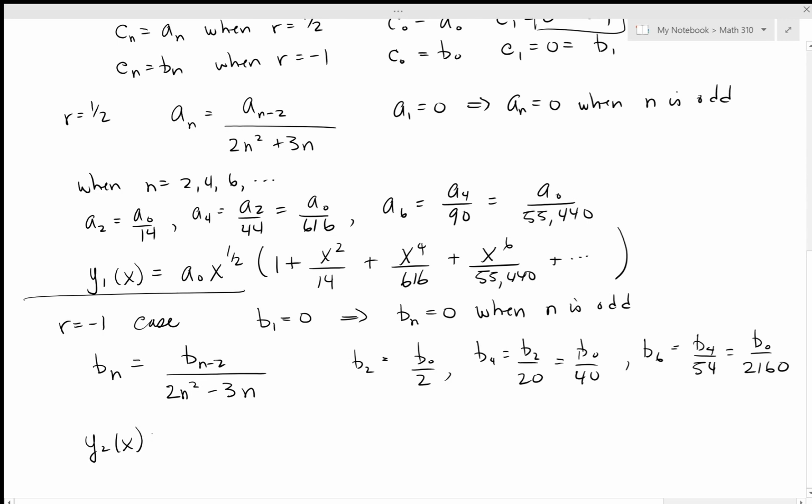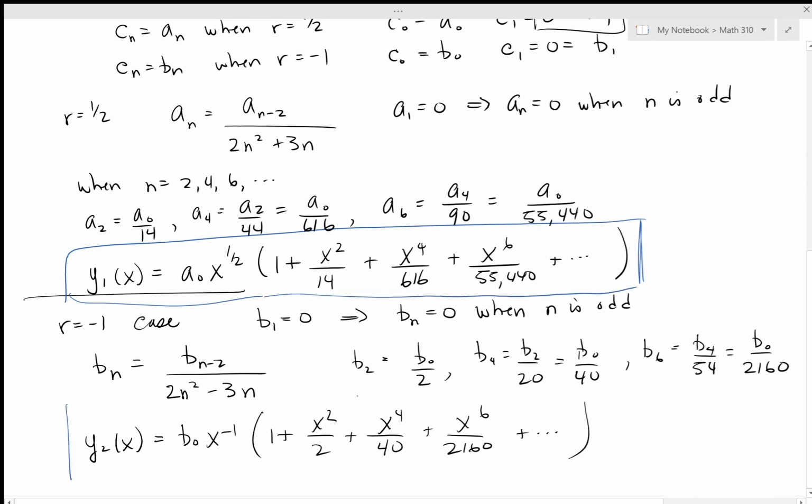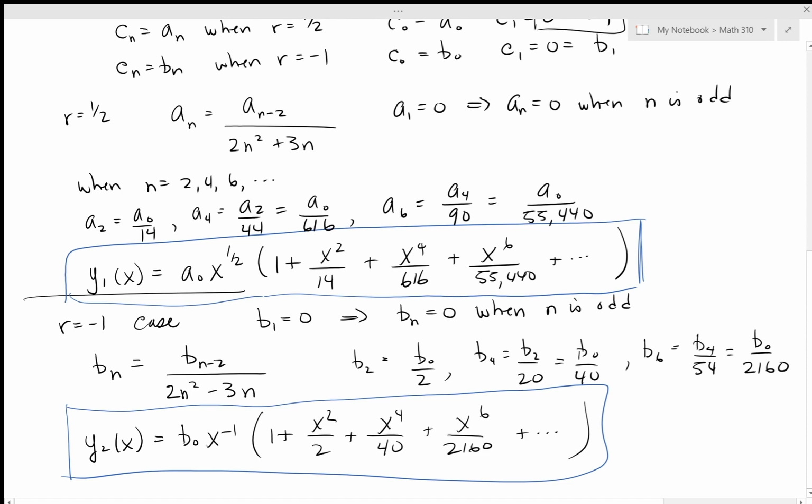So then that allows me to write out my second solution. y2 of x is going to be b0 x to the -1, times 1 plus x squared over 2 plus x to the 4 over 40 plus x to the 6 over 2160 plus ... And I am done. I mean, I have two solutions to my second order differential equation. Those initial constants that I don't know, A0 and B0, will be determined by the initial conditions. So I have here one solution, and there is my second solution.